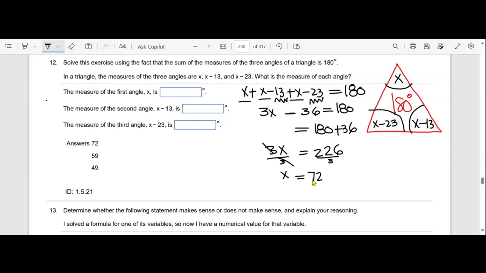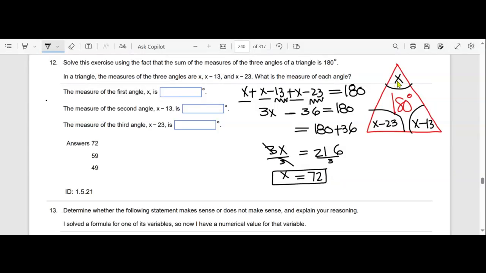Are you sure 72? 216 divided by 3. Something is wrong, because it says the answer is 72 but on the calculator it says 75 point something. Ah, yeah, somebody said 216. Yes. Okay, now we divide 216 by 3. So we got x equals 72.